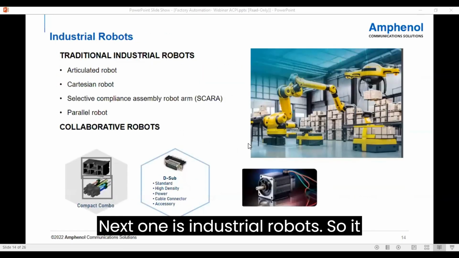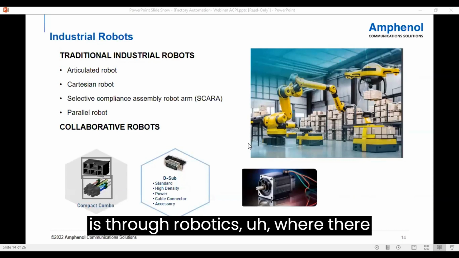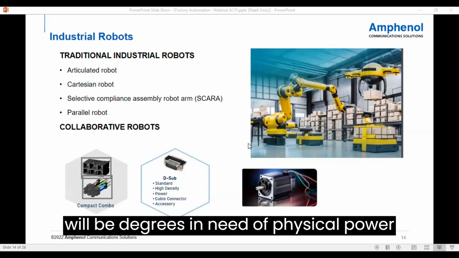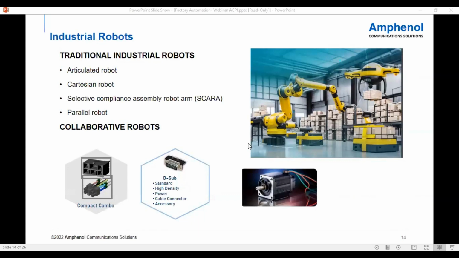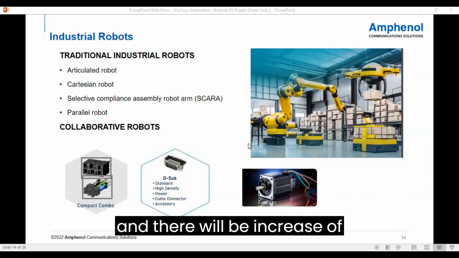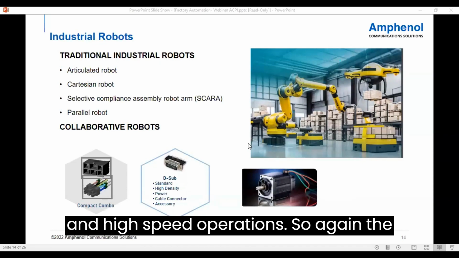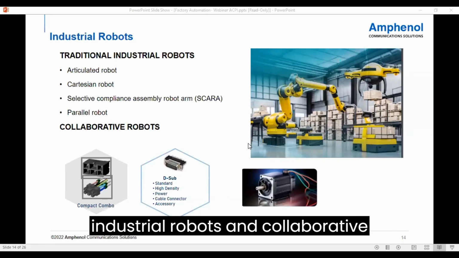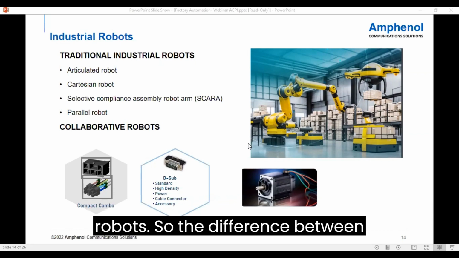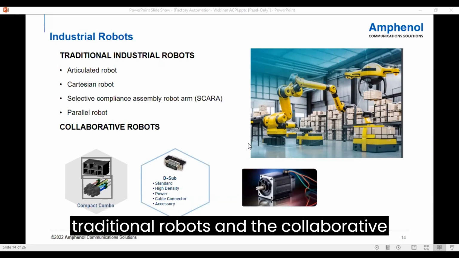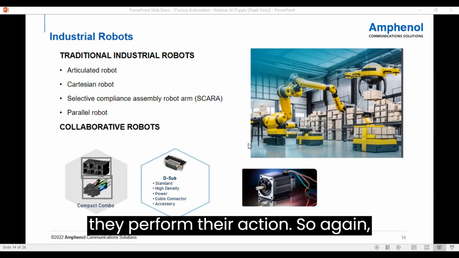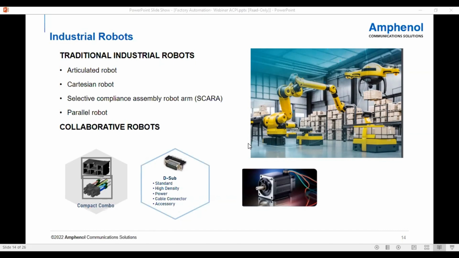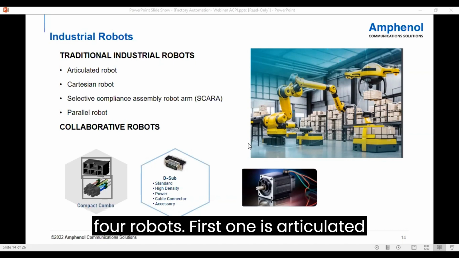Next one is industrial robots. It is through robotics that there will be a decrease in the need for physical power, an increase in productivity, and an elimination of errors. This helps attain accurate, flexible, and high-speed operations. The robots are classified into traditional industrial robots and collaborative robots. The difference between them is the degree of motion in which they perform their action. Traditional robots are classified into four types.